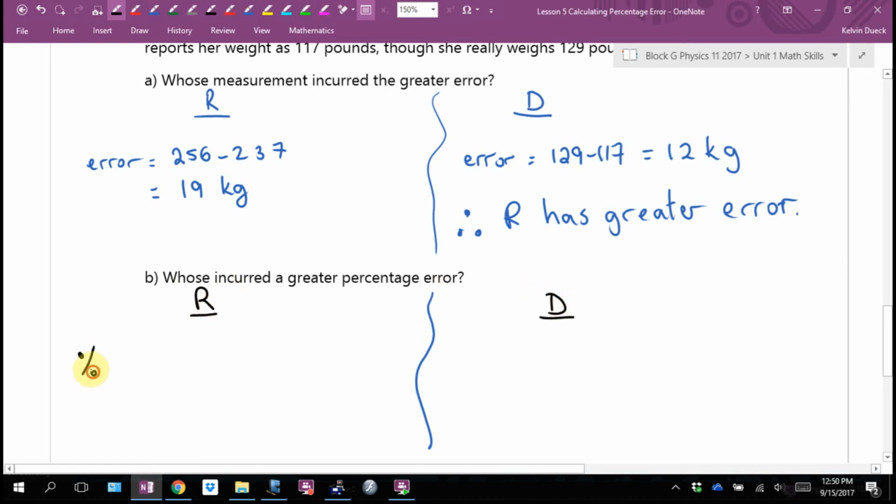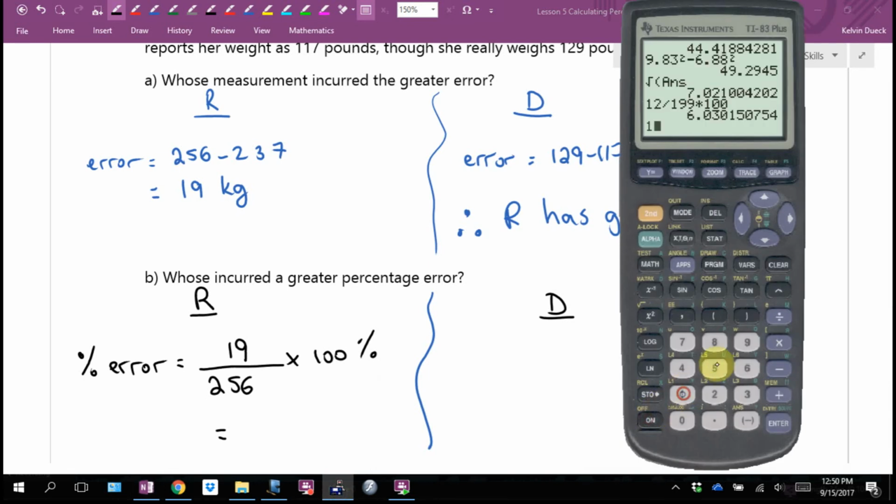So, percent error is going to be the error, which was 19, divided by the correct value. What was the correct value for the scale? For the mass? 256 was? Yeah? Or is it 237? 256 was the correct one? 256. Okay, the actual value. And then times 100%. 19 divided by 256, and then times 100. And I get 7.4. I think I'd go to 2 sig figs because of the 19. 7.4%.